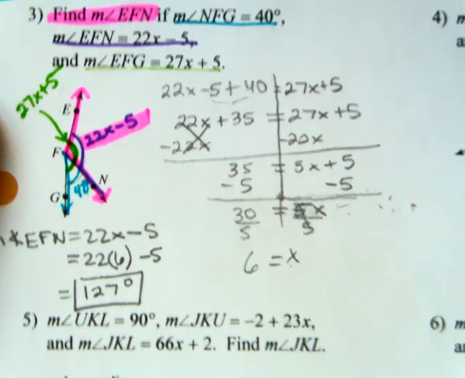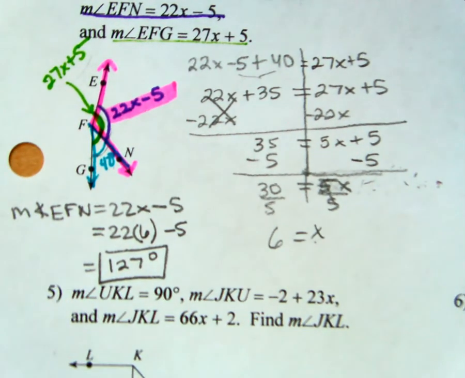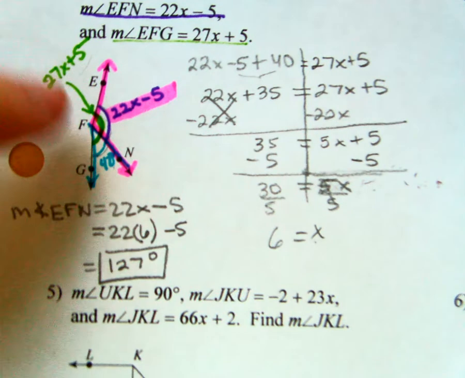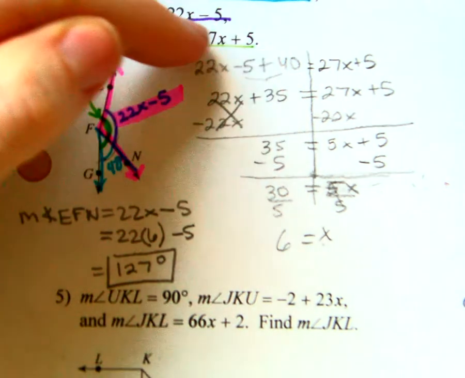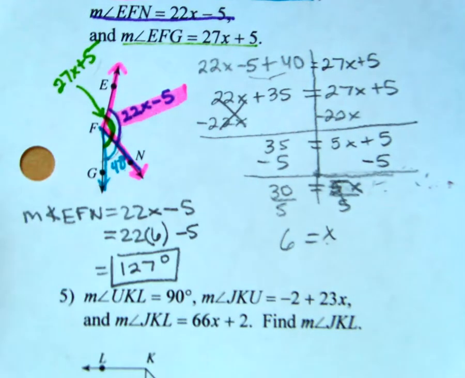All right, so you can see the same thing happening here. First I'm labeling, then I'm making my equation from part plus part equals whole, solving for x, and then finally plugging x back in to actually find the angle that I'm looking for. All right, let's do that again.